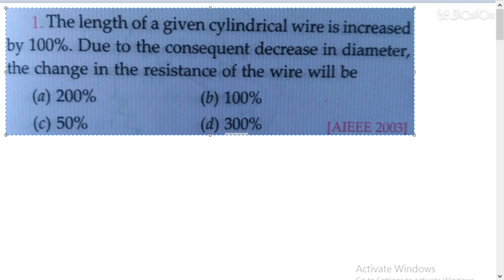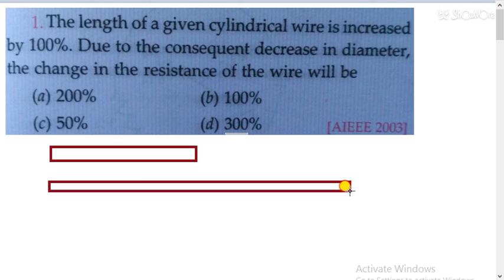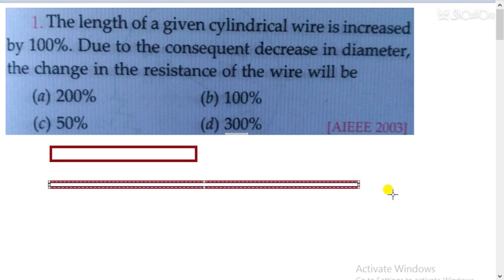So now students, the question on the screen is the stretching problem. He has given that the length of a given cylindrical wire is increased by 100%. Increased by 100% means, students, if the earlier length was 10, then the new length will be 20. 100% increase means double. If I have an amount of 100 and I increase it by 100%, that means I add 100 again, so the next time I will have 200.